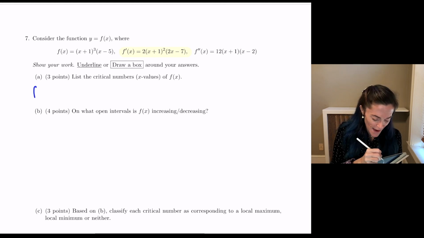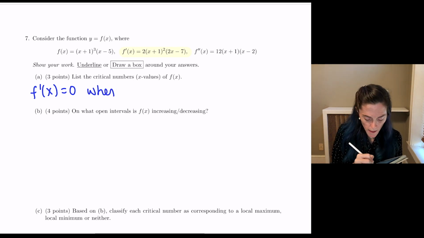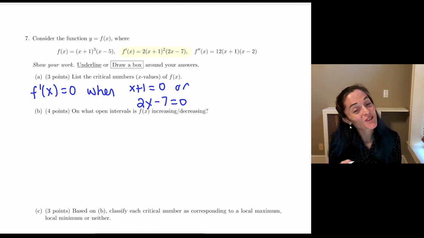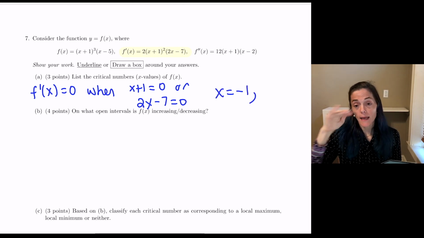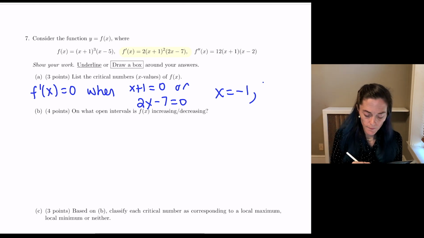So, f prime of x equals 0 when, well, either x plus 1 squared is 0, meaning x plus 1 is 0, or 2x minus 7 is 0. So we will have two critical numbers here. Okay, the first one, we get x is -1. The second one, let's see, add 7, divide by 2. We get x is 7/2.